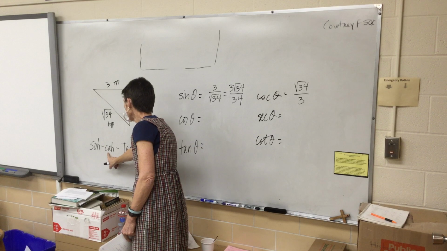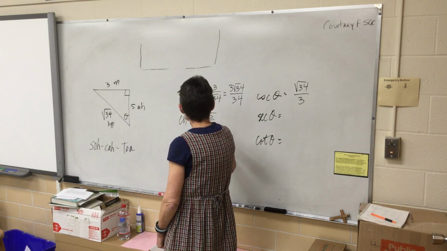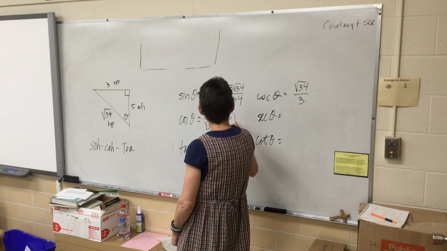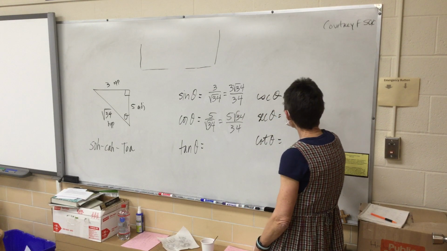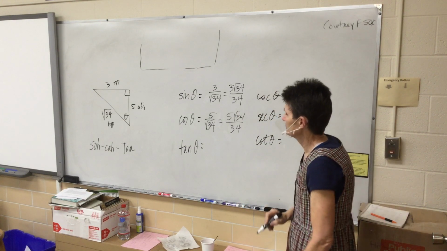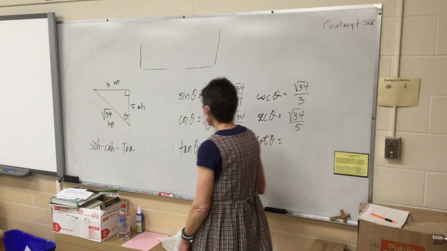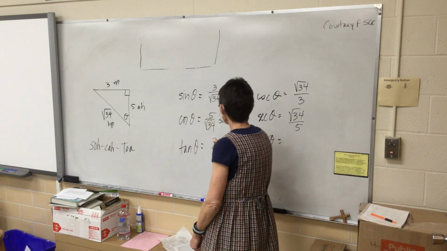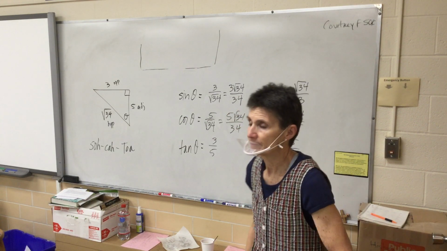Adjacent? That would be 5 over square root 3. Which will rationalize and get 5 root 34 over 34. And my secant is root 34 over 5. Tangent's the easy one in this one. Danica, what's your tangent? 3 over 5, which makes the cotangent 5 over 3.